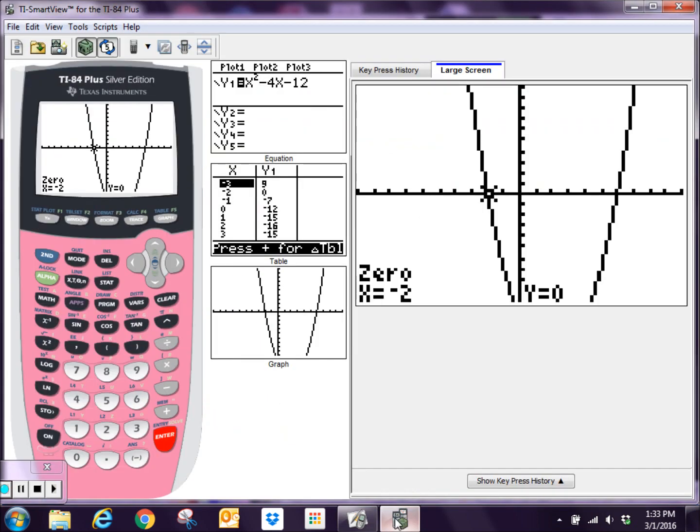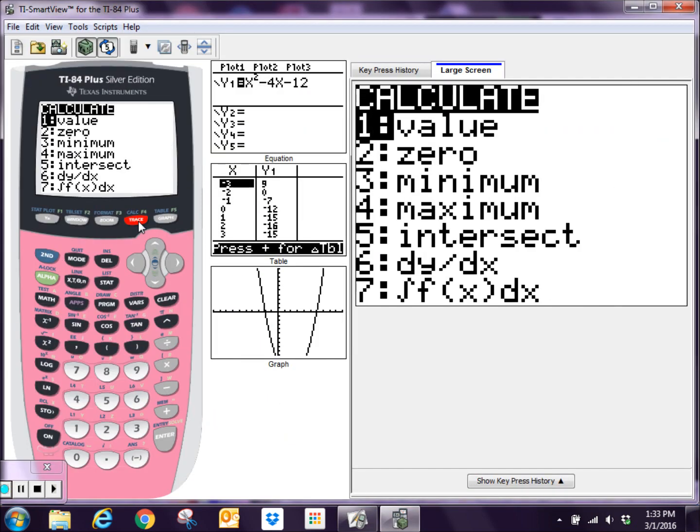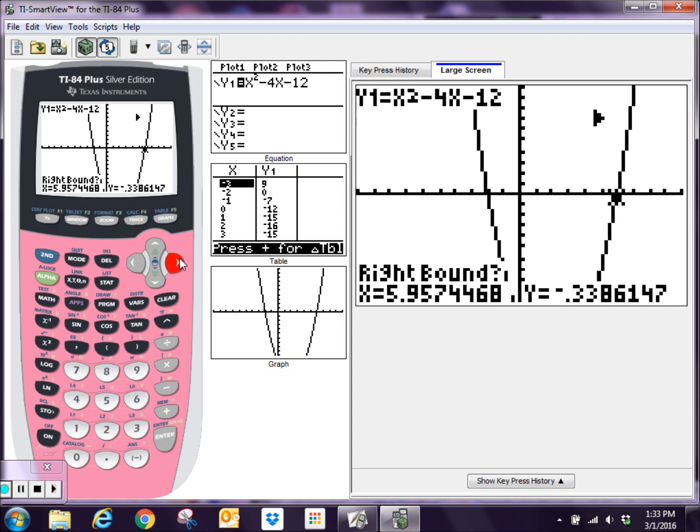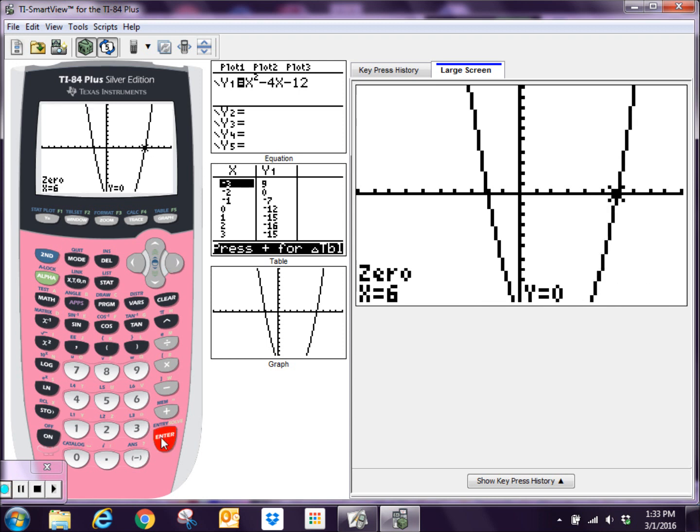Now I'm going to get my second one. So I have to go second trace again. Number 2. Okay, and I'm going to get to the left. Technically I am on the left already, but I'm just going to get a little closer to it, at least where I can see it over there. So there's the left. Now I'm going to get to the right, and I'm going to press enter one more time. And there's my other 0, 6.